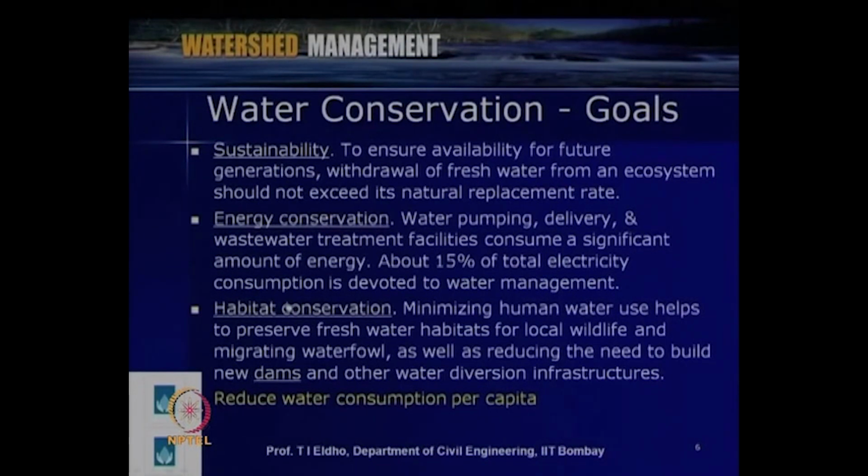And then the third aspect is habitat conservation. When we are minimizing human water use, that helps to preserve freshwater habitats for local wildlife and the ecosystem, as well as reducing the need to build new dams and other water diversion infrastructure. Most of the time, when water demand is increasing, we have to construct more dams and diversion canals. So, when we are conserving water, we can reduce the number of dams and the water diversion infrastructure.